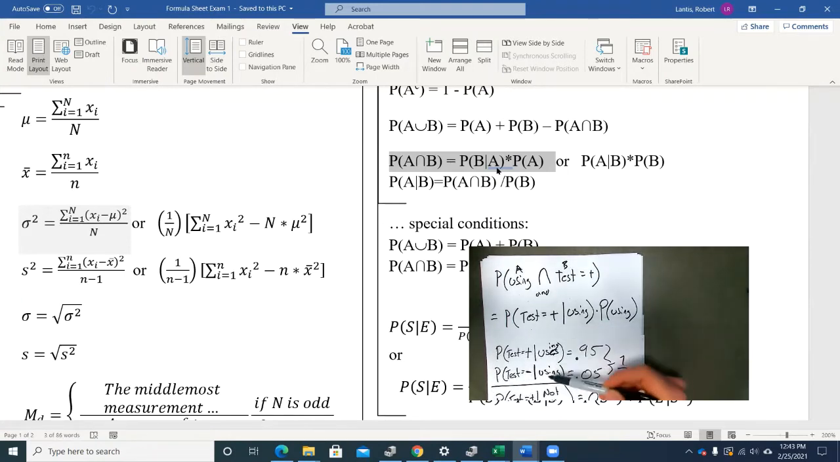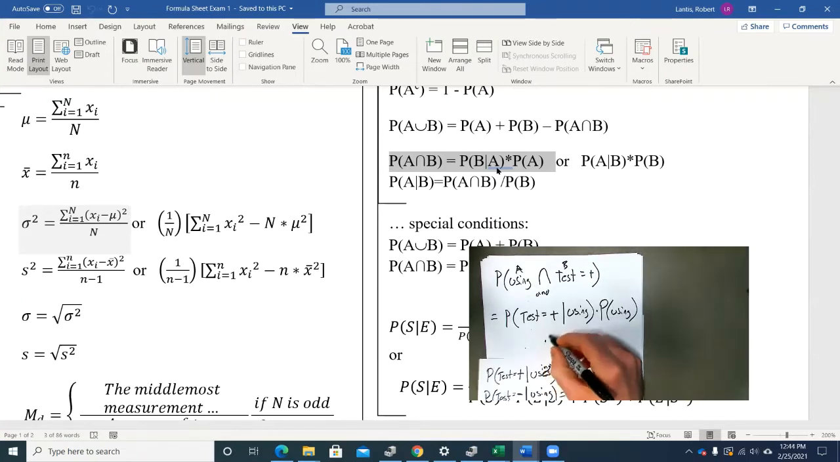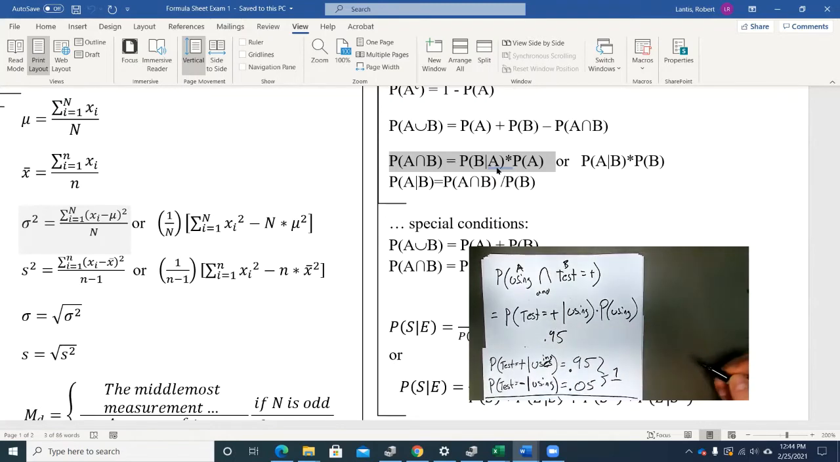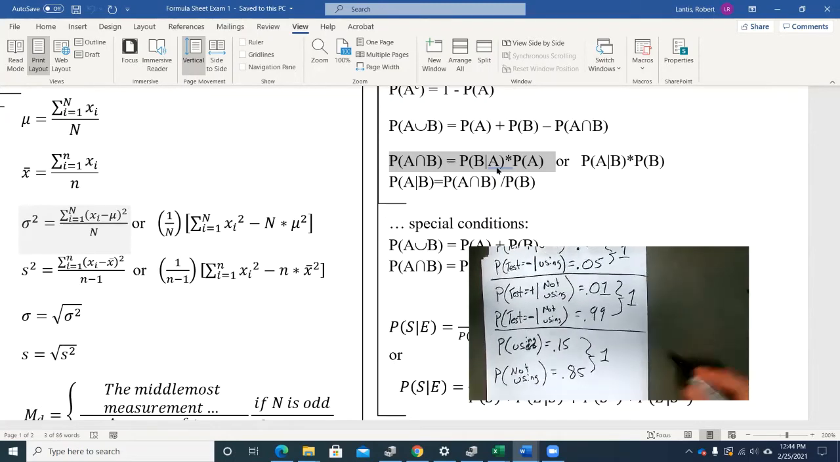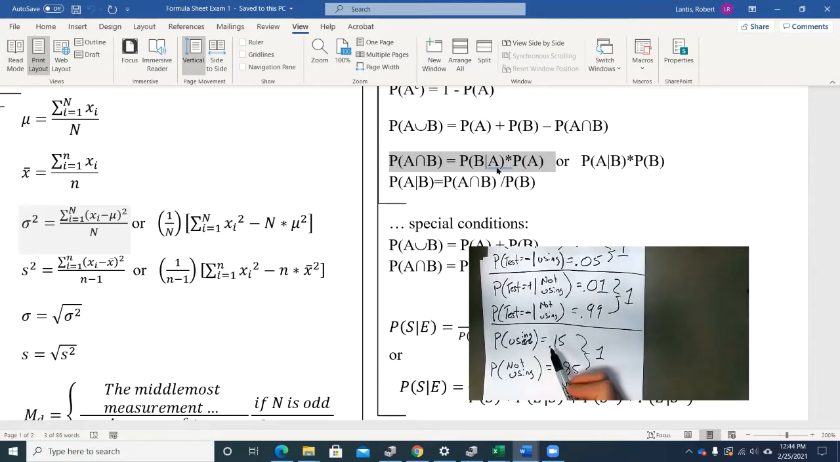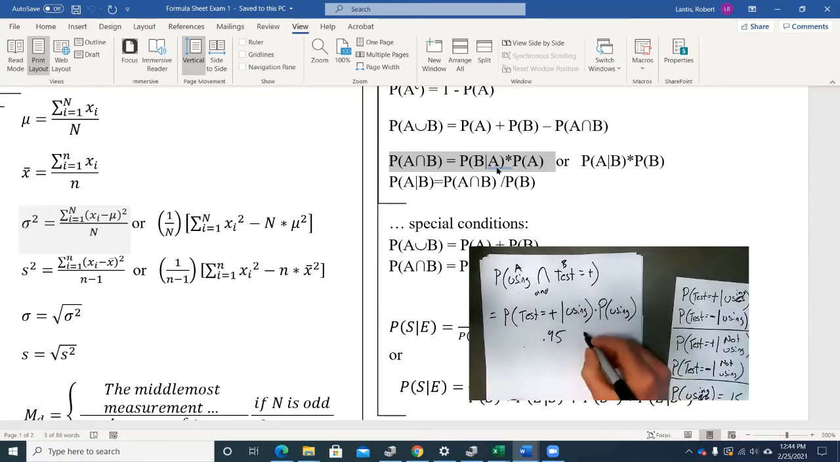Well, once I write this out in the context of my example, I go back here, what's the probability that, given that they're using, it comes back positive? Well, that was told to me to be 0.95. And then what's the probability that they're using? We had that down here, it was 0.15.